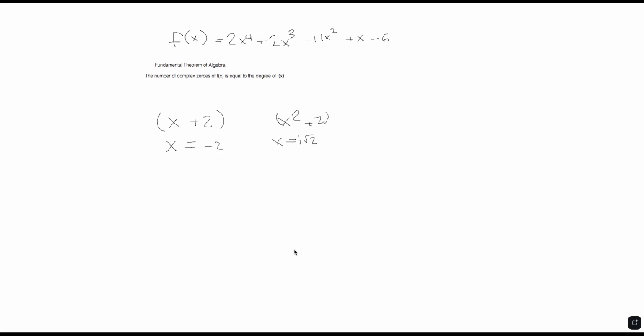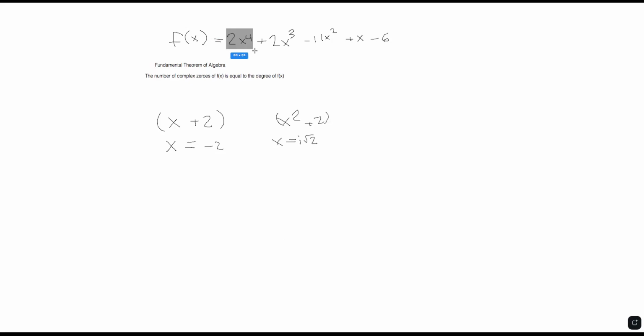Do you remember how to identify the degree of a polynomial? How to find the degree of a polynomial? The degree of a polynomial is going to be the highest exponent present.